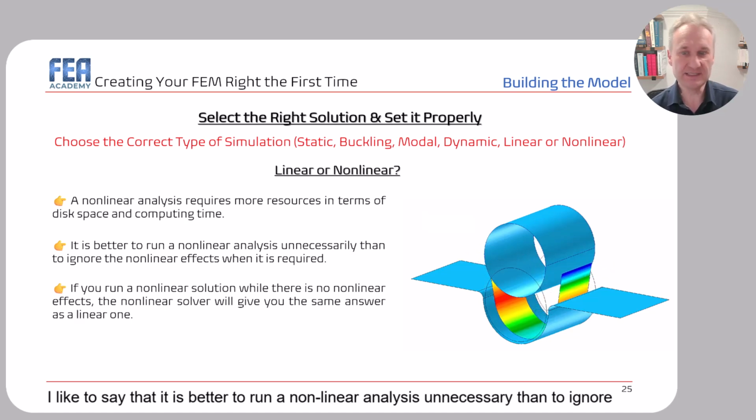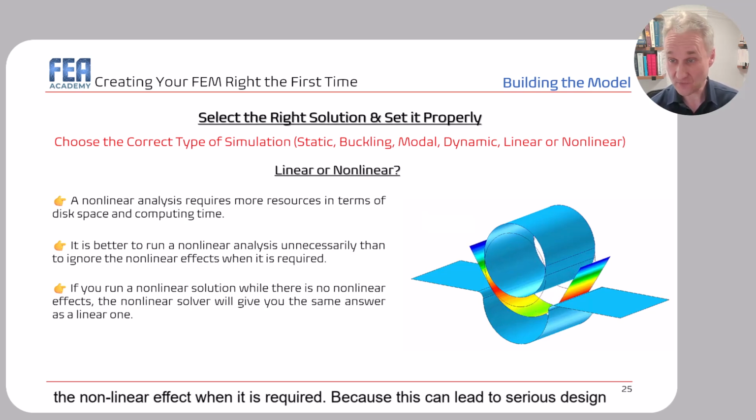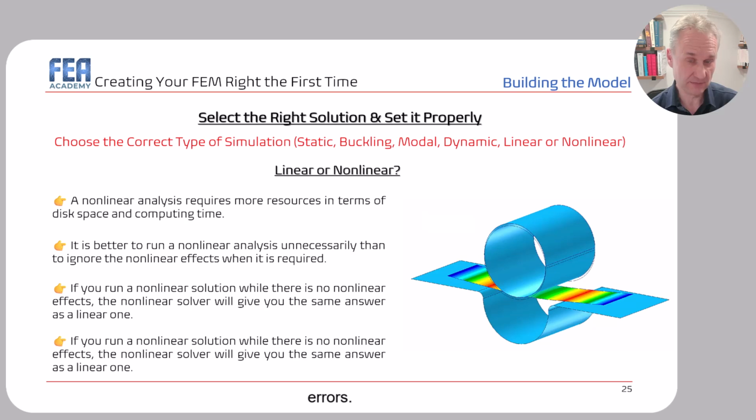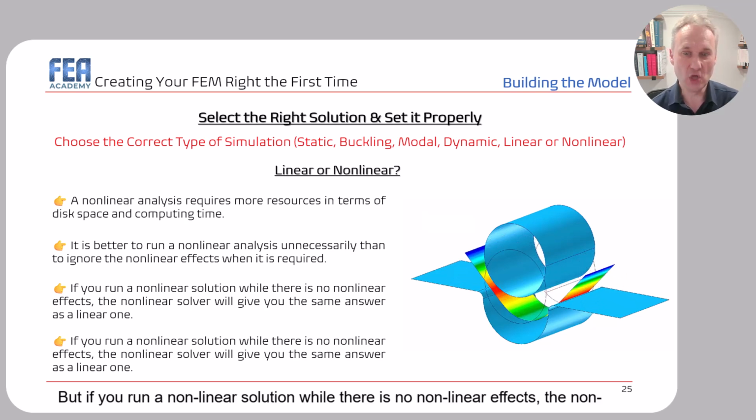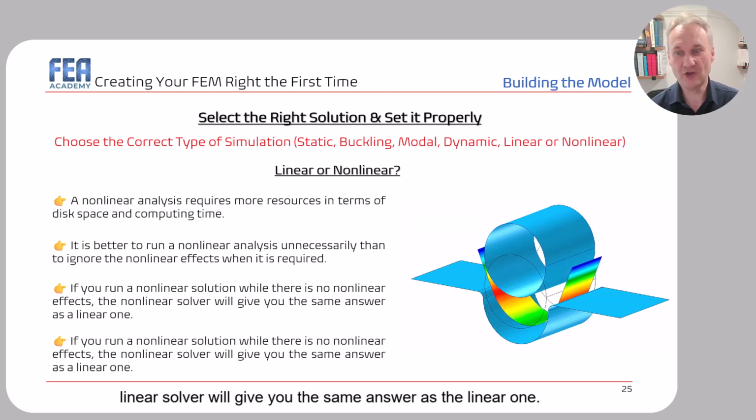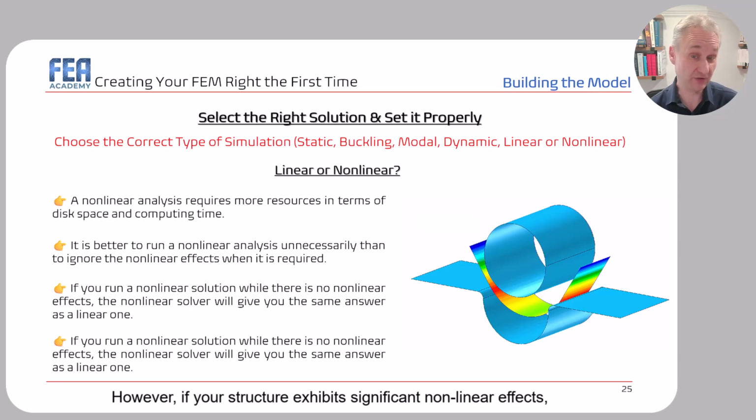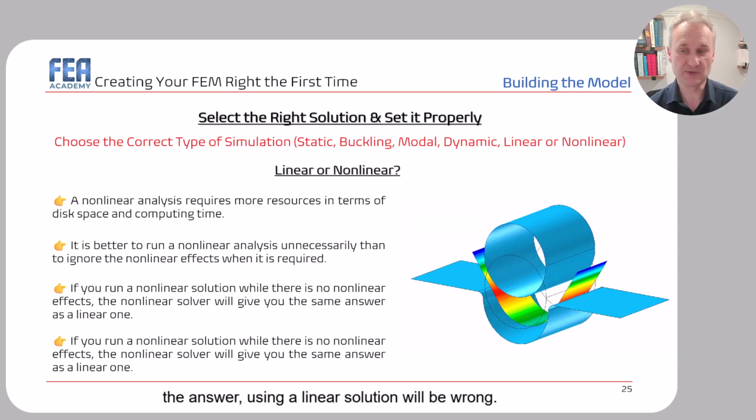I like to say that it is better to run a nonlinear analysis unnecessarily than to ignore the nonlinear effect when it is required, because this can lead to serious design errors. But if you run a nonlinear solution while there are no nonlinear effects, the nonlinear solver will give you the same answer as the linear one. Okay? However, if your structure exhibits significant nonlinear effects, the answer using a linear solution will be wrong.